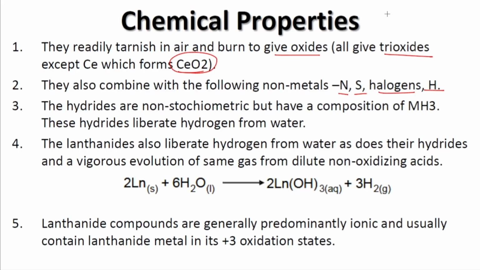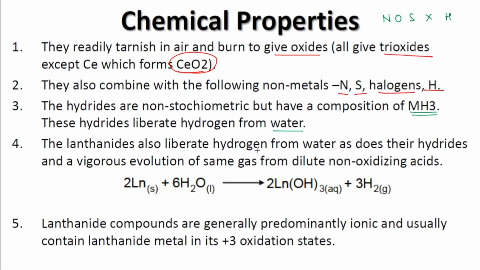It needs more electronegative elements like nitrogen, oxygen, sulfur, halogens or hydride. The hydride are non-stoichiometric but have a composition of MH3. These hydride liberate hydrogen from water. Okay, so that's the chemical reaction which is discussed over here. So if you react this hydride with water, hydride will liberate hydrogen gas.